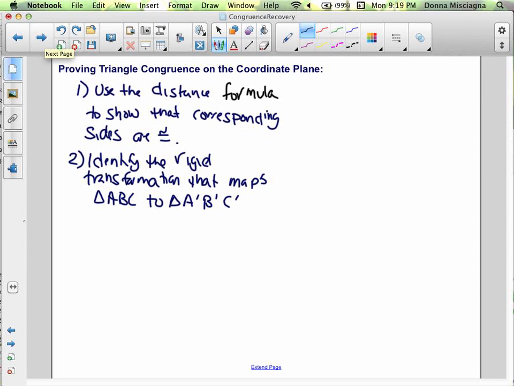Or we can identify the rigid transformation that maps one triangle to the other. For instance, triangle ABC to triangle A prime, B prime, C prime. In the last example, we did both. Sometimes we'll do both. Sometimes we'll just do one.